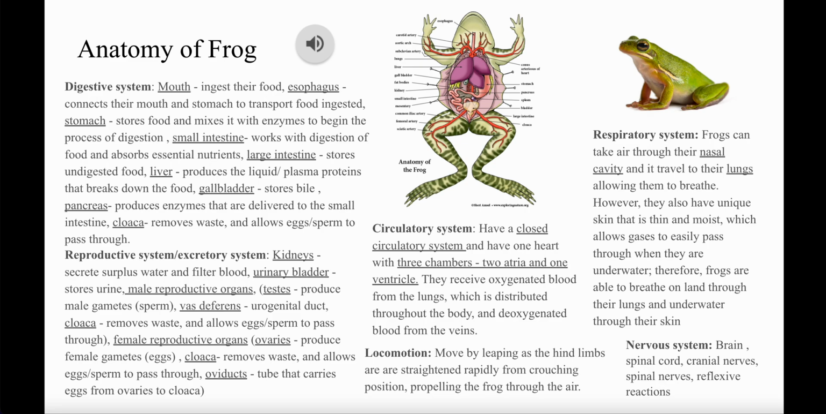Their esophagus connects their mouths to their stomachs, which transports the food that they ingest. Their stomach stores such food and mixes it with enzymes to begin the process of digestion. Their small intestine basically absorbs the essential nutrients from their food, which they need to survive. Their large intestine stores undigested food. The liver, which is an important one, produces the liquid and plasma proteins that break down their food.